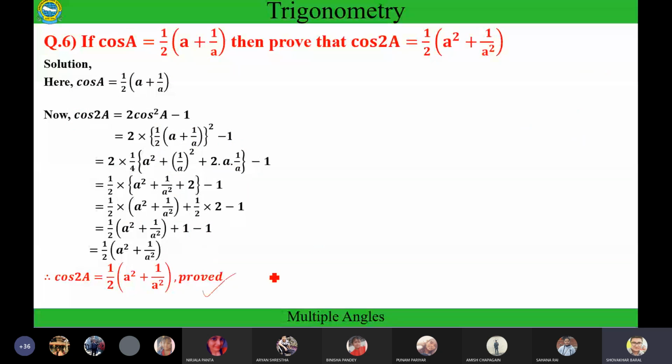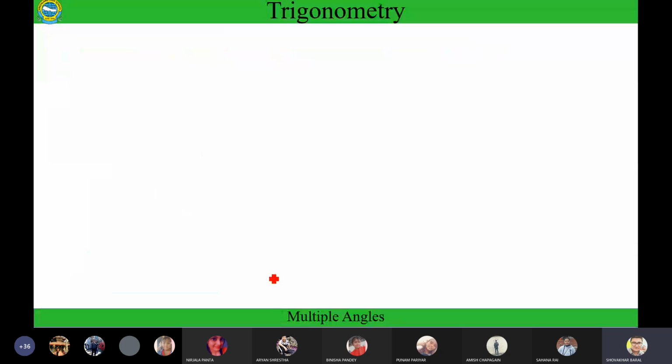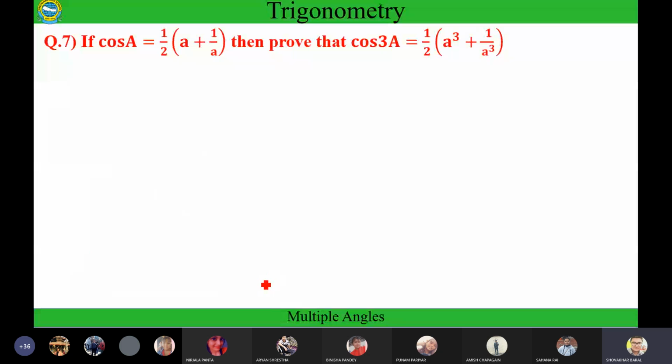Let me discuss one more question. Question number 7. I think I gave this question as homework in the last class, so please note it. If cos a is equal to 1 by 2 (a plus 1 by a), then prove that cos 3a is equal to 1 by 2 (a cube plus 1 by a cube).